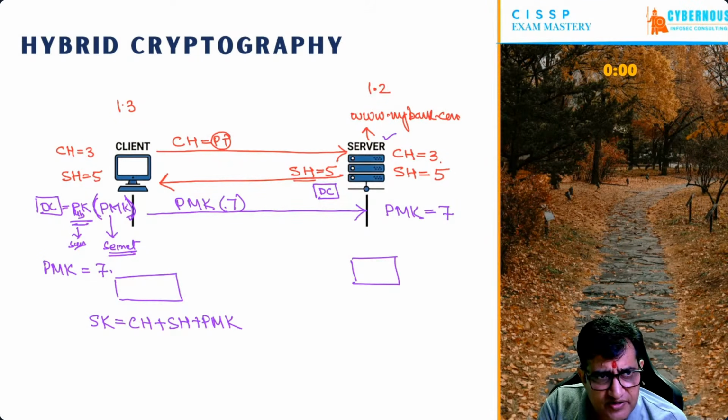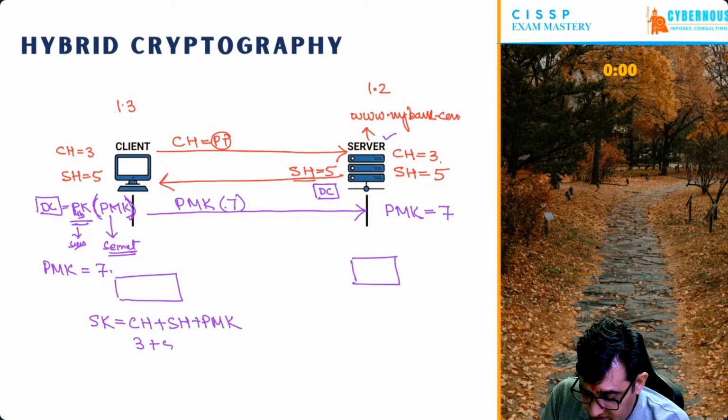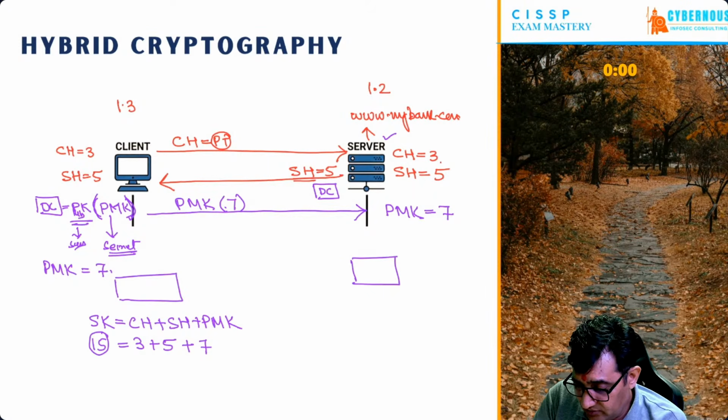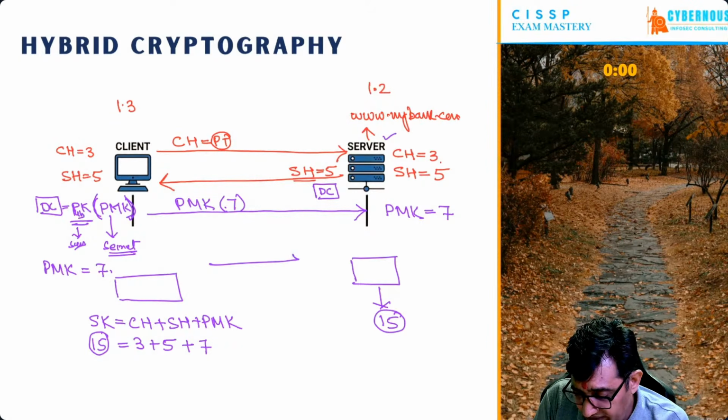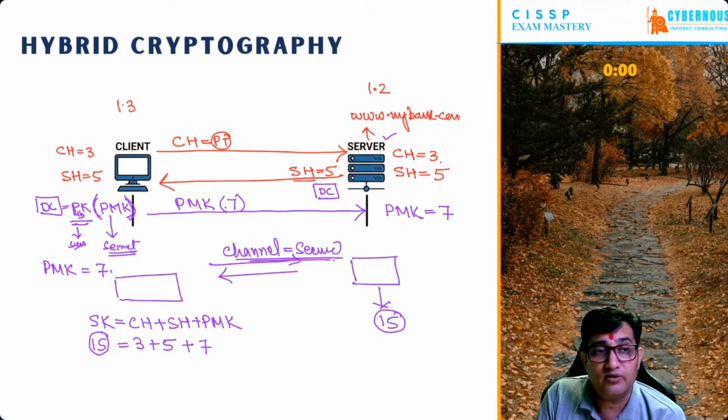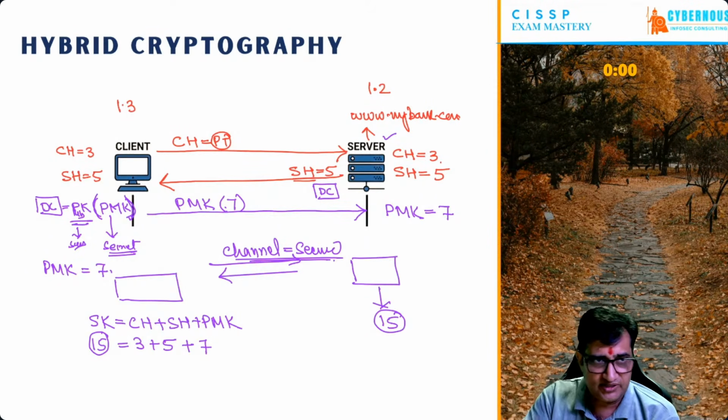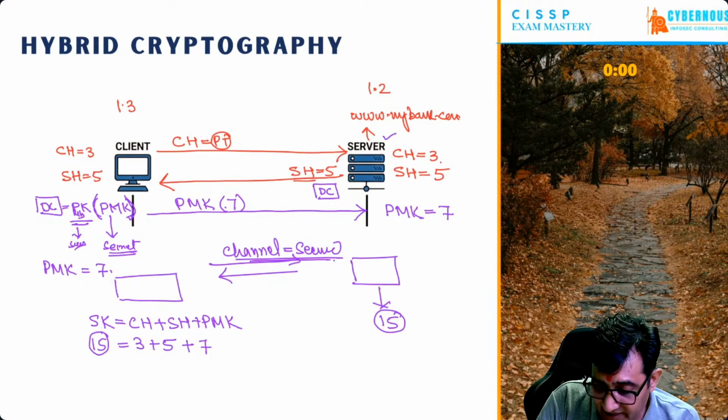But just for ease of understanding, we are taking it as plus. So here it will generate 3 plus 5 plus 7, and session key is equal to 15. Here also the same 15 will be generated, and then both the parties will make sure that the channel is secured, right? It is called channel is secured. And only after this are you going to get your login username and password and all these kind of stuff, right? So this entire thing is called what? This is called TLS handshake.